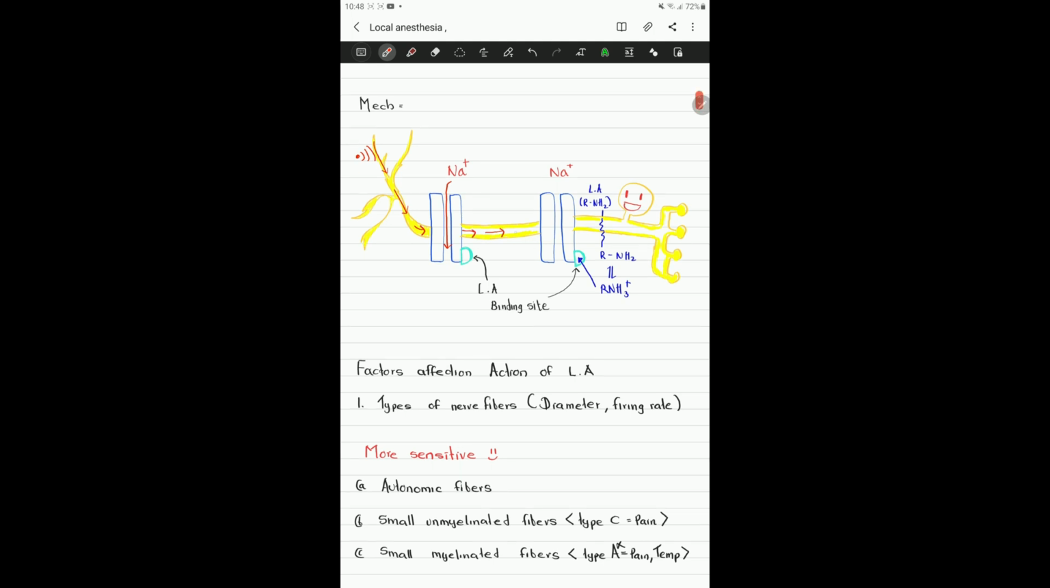But when we introduce local anesthetics, they move intracellularly and bind to specific allosteric sites and block the influx of sodium. This block of sodium prevents depolarization and inhibits formation of further action potential. Therefore, no sensation moves across this point of application and we have achieved a state of local anesthesia.